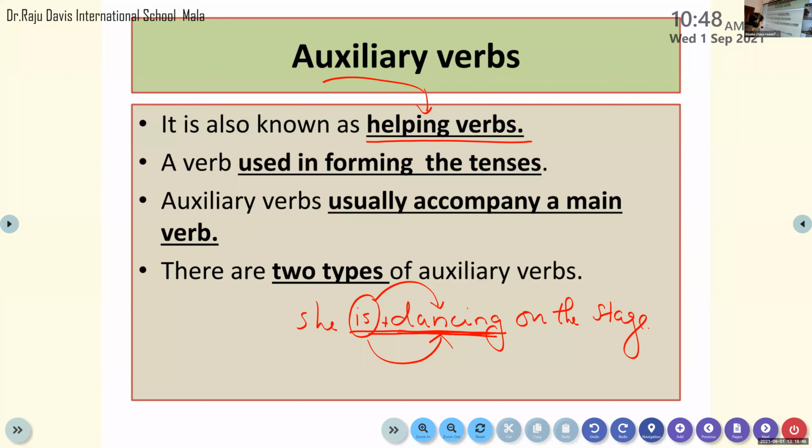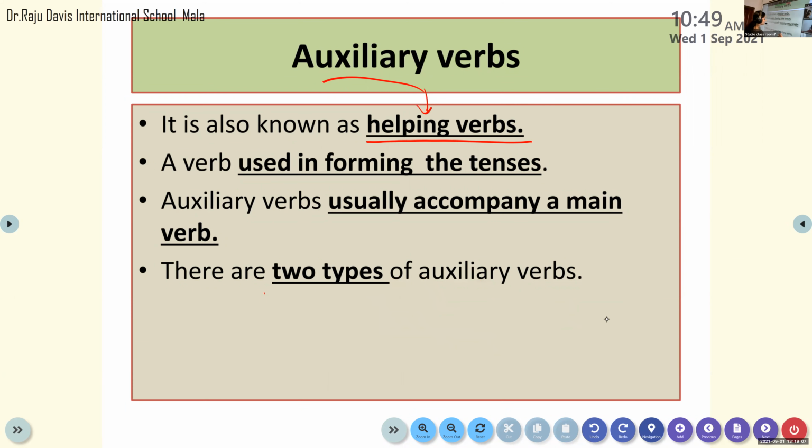So dancing is a main verb. If the question is to pick out the auxiliary verb, then is is the auxiliary verb which supports the main verb dancing to complete the time of action. Right? So is dancing shows the sentence is an example for present continuous. Am I clear? Yes, ma'am. And remember, always keep this in your mind: an auxiliary verb usually accompanies a main verb. Is plus dancing. Right?